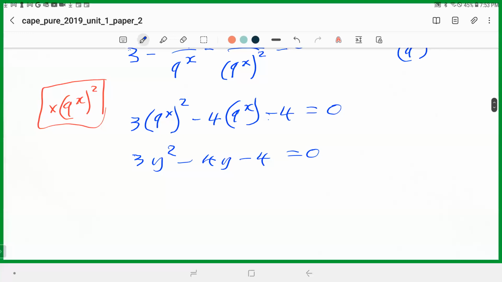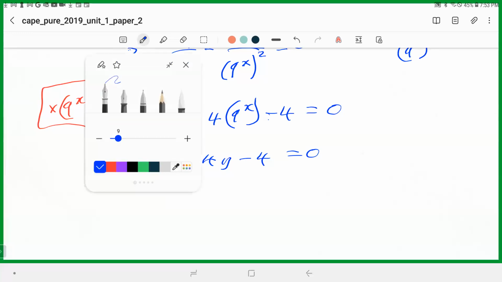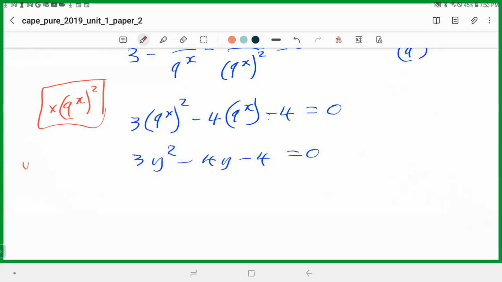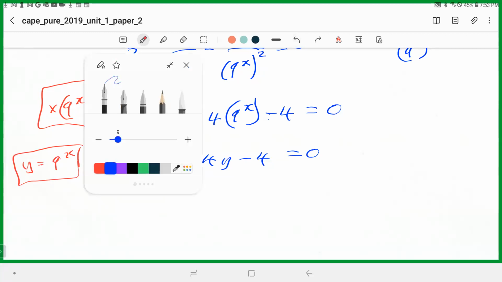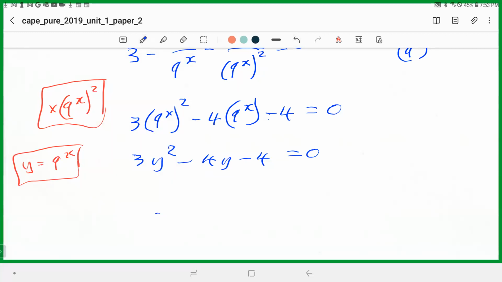Remember now, y equals 9 to the x. That's what we did. We put in y equals 9 to the x. So we're going to factorize this now. It becomes a quadratic in 9 to the x.